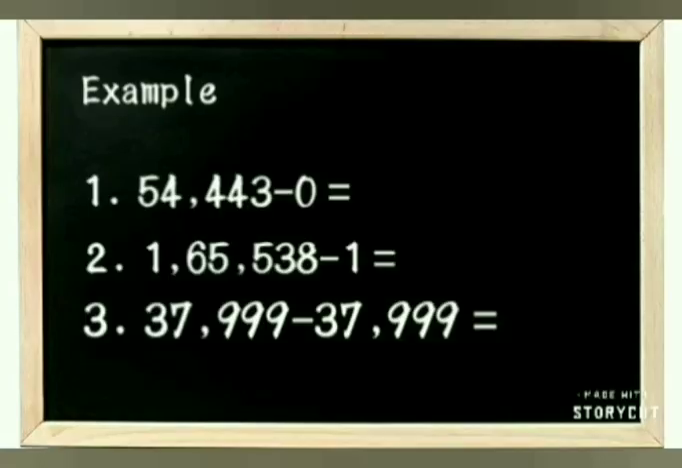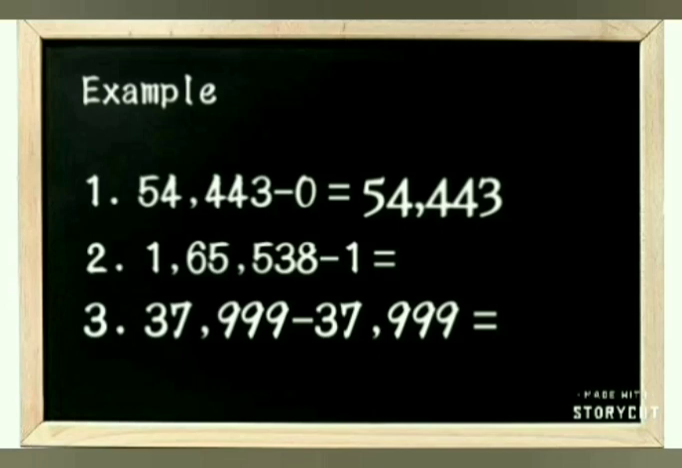Example: 54,443 minus 0. So according to the property of 0, when you subtract 0 from a number, you will get the same number as the answer. So the answer is 54,443.